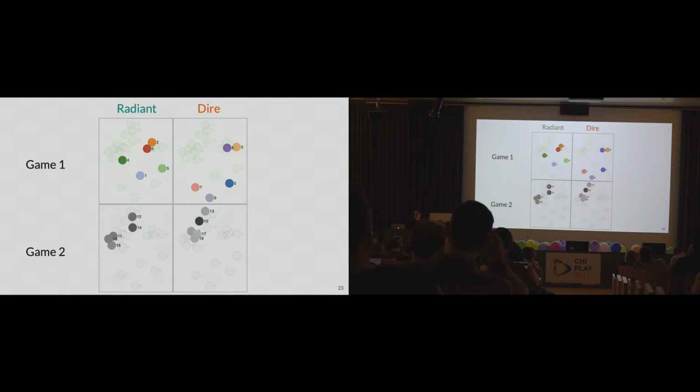Game 1, however, was really one-sided. The Dire team got a really early lead, and the Radiant team never caught up. And this resulted in notably different gameplay behaviors. And then you can see that here, their sequences are much more different from each other than game 2.